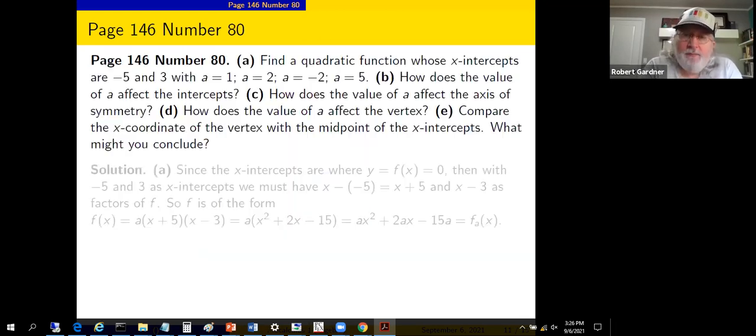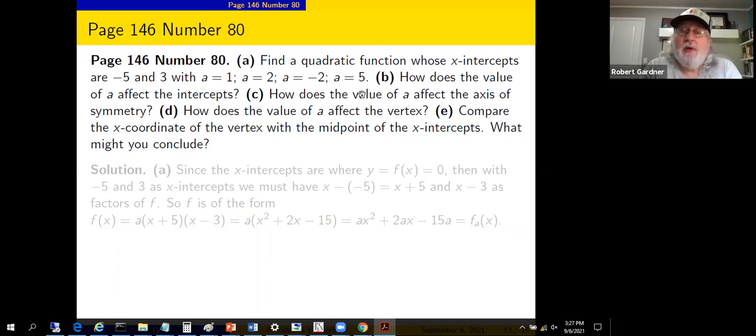Let's do 2 more. Here they give you information. Find a quadratic function whose x-intercepts are -5 and 3 with first a equals 1, then a equals 2, then a equals -2, then a equals 5. Part B, how does the value of a affect the intercepts? Part C, how does the value of a affect the axis of symmetry? Part D, how does the value of a affect the vertex? And finally, compare the x-coordinate of the vertex and the midpoint of the x-intercepts. What might you conclude?